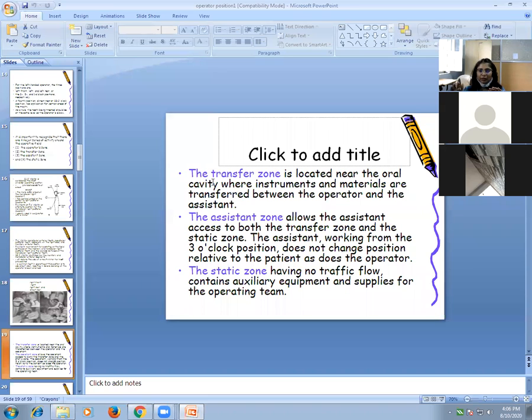The assistant working from the 3 o'clock position does not change position. We being dentists have to change our positions with respect to the working tooth, but the assistant doesn't have to change position. His position will be between the static zone and the transfer zone, usually at the 3 o'clock position. The static zone is the zone which has no traffic flow. It contains auxiliary equipment. The instruments which are not needed during the procedure are kept in the static zone.